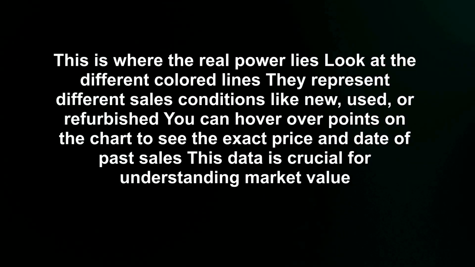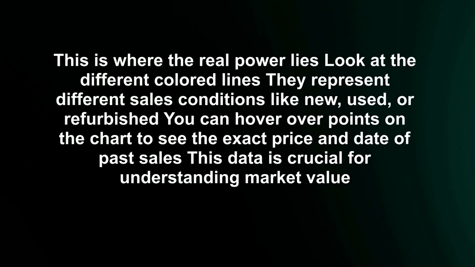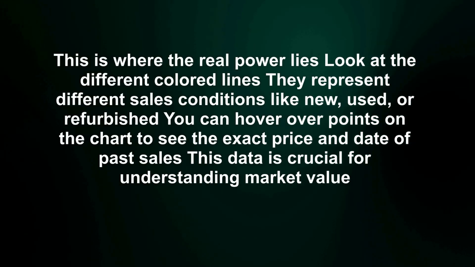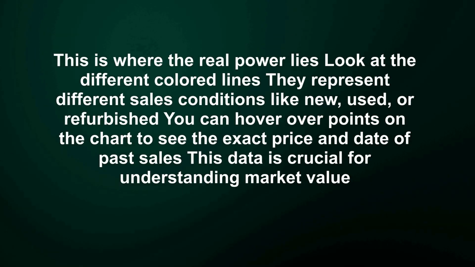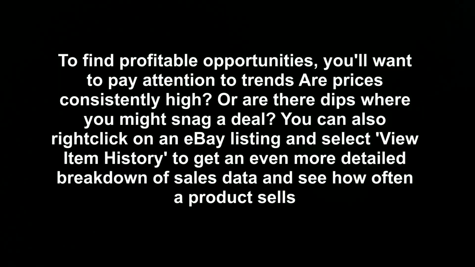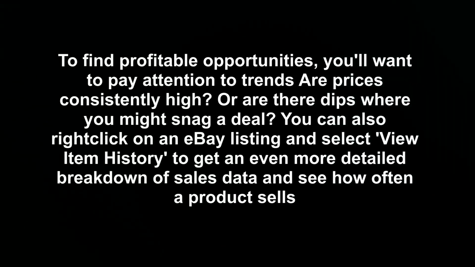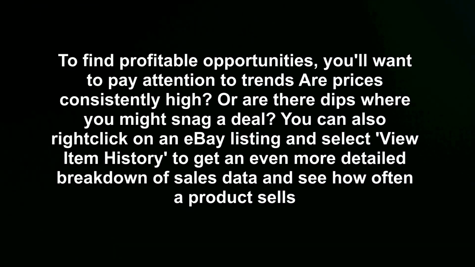Look at the different colored lines. They represent different sales conditions like new, used, or refurbished. You can hover over points on the chart to see the exact price and date of past sales. This data is crucial for understanding market value. To find profitable opportunities, you'll want to pay attention to trends. Are prices consistently high? Or are there dips where you might snag a deal?